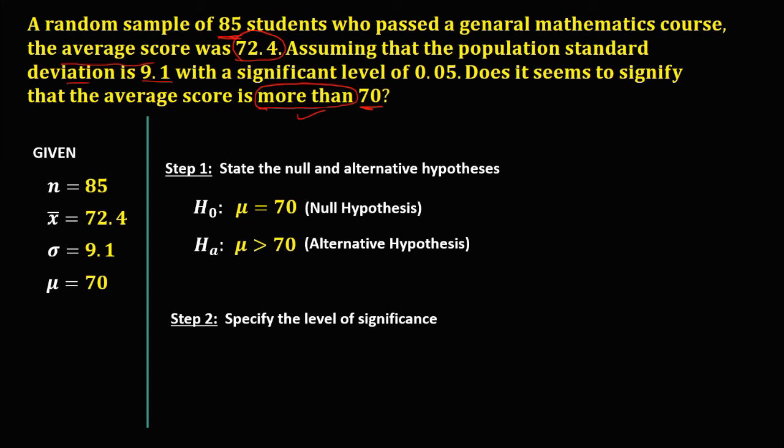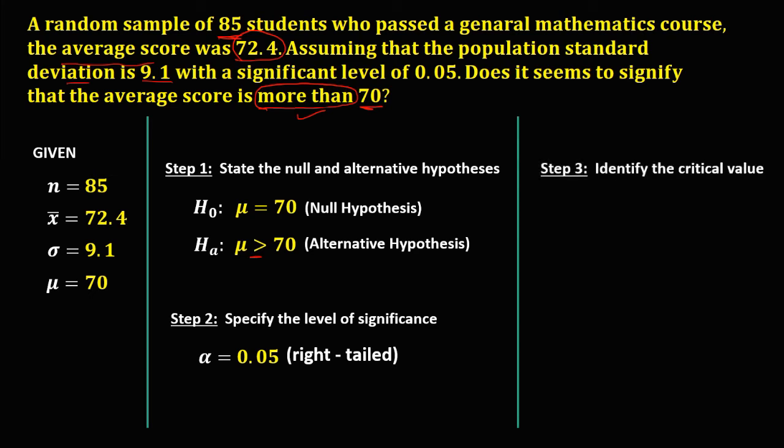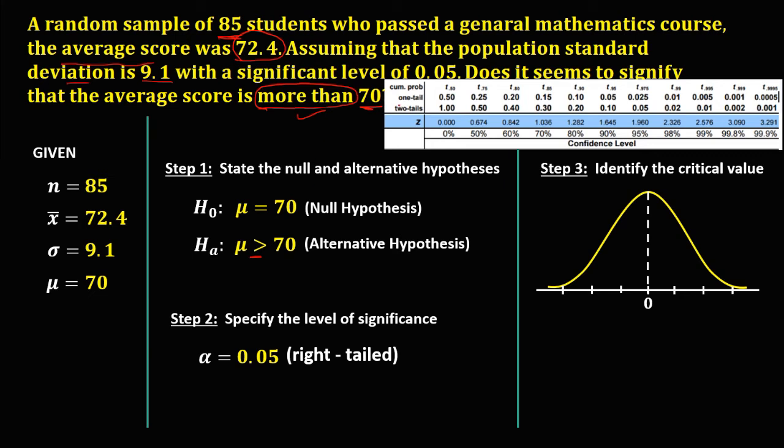Since our level of significance is 0.05, alpha is equal to 0.05. Then since this one is more than, this is right-tailed. Then for step 3, we need to identify the critical values or the rejection region. Since it is right-tailed, one tail, then alpha is 0.05.